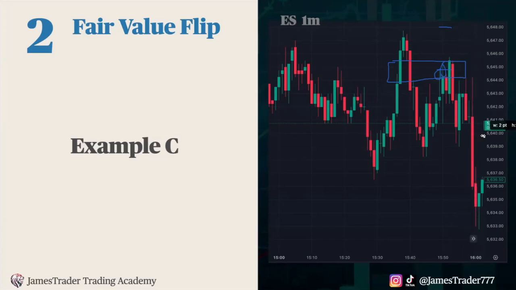And then it came right back down. So depending on your risk and reward, one of your targets could be this liquidity sweep. And if you go back on the chart, you'll probably find something around here that you can aim for, where the second drop ended up hitting.